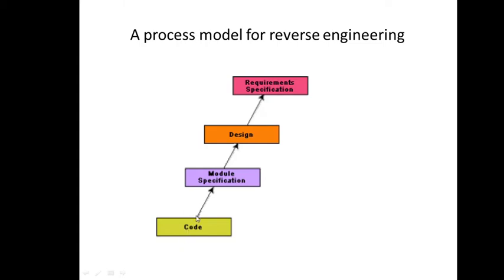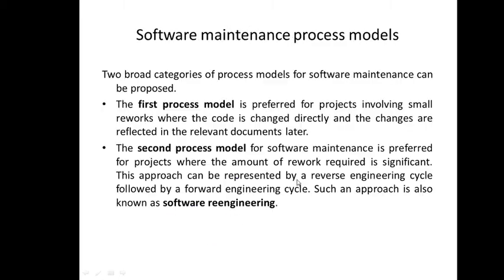So this is a reverse process of SDLC. SDLC is this: requirement, design, module specification and code. But we are moving in an upward direction. That is a reverse. That is why it is known as reverse engineering. Next. Now we have two process models which help in maintenance.